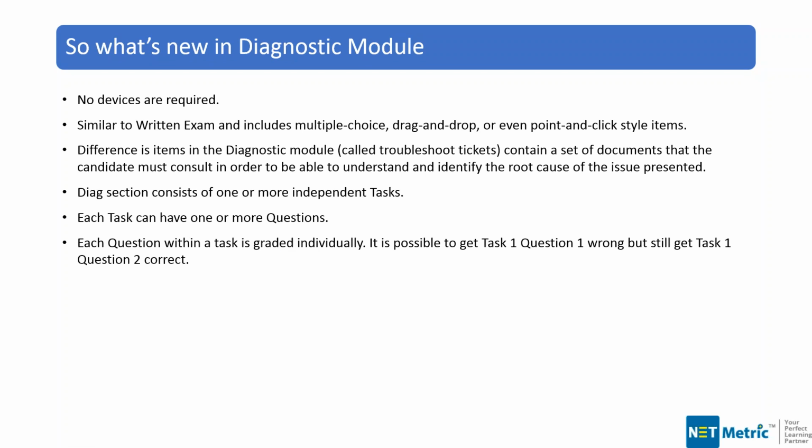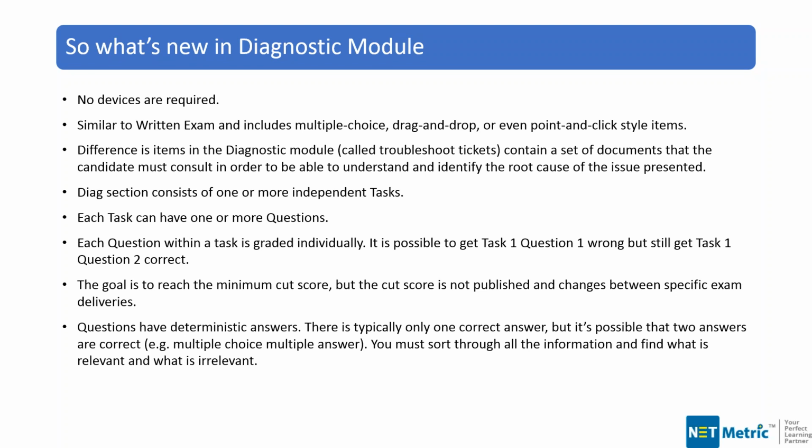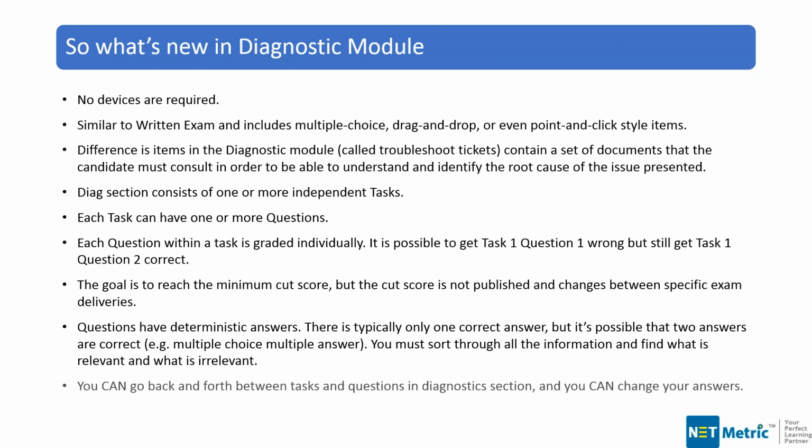It is possible to get task 1 question 1 wrong, but if your task 1 second question is correct, you will get a point for that. The goal is to reach the minimum cut score, but the cut score is not published and changes between specific exam deliveries. Questions have deterministic answers. That means there is typically only one correct answer, but it could be possible that 2 answers are correct, that is, multiple choice, multiple answers. You must sort through all the information and find what is relevant and what is irrelevant.